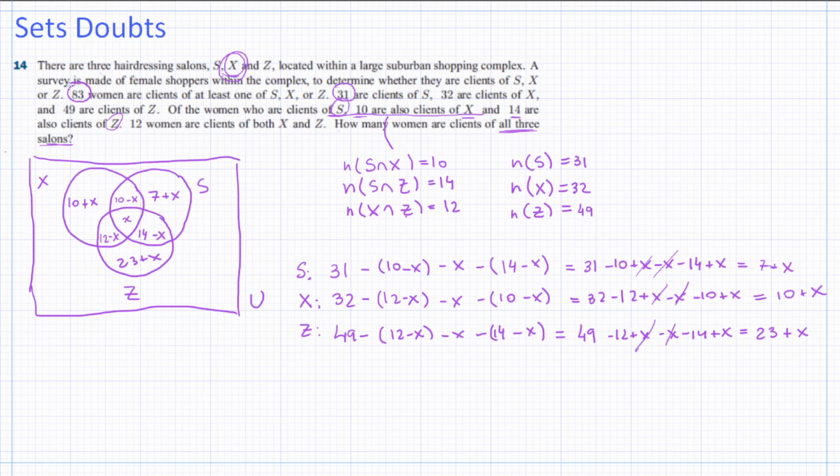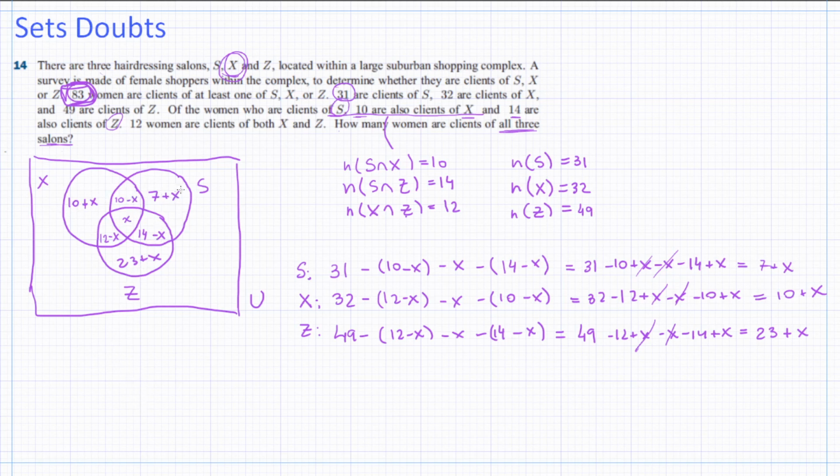Well, you know the total. The total is given. So we know the total number of women here is 83. So we can add all of those to get 83. Now there are loads of different ways you can do this. You can add each bit here, so you can do 10 plus x, 10 minus x, 7 plus x, 14 plus x. But this is going to take quite a while.